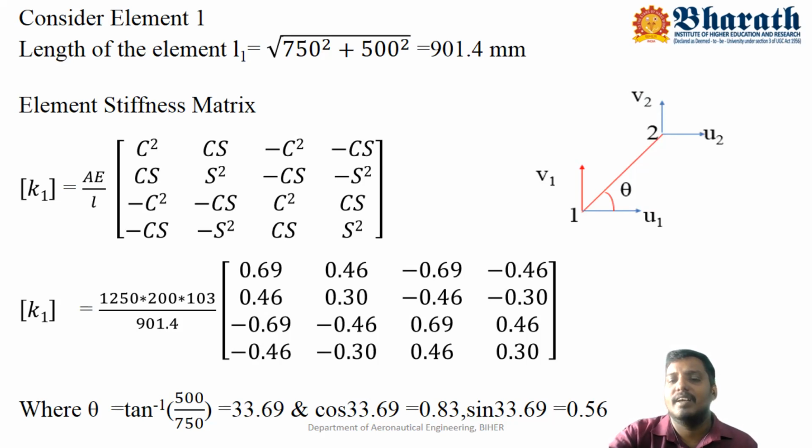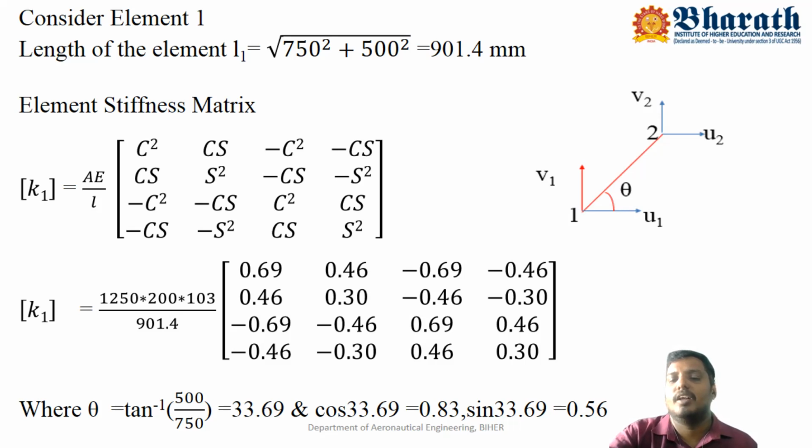Where theta is, if you take any nodal location, theta is measured as the angle from the positive x-axis to the respective member. If I take the reference as nodal location 1, then we have to measure the angle in the anti-clockwise direction with respect to the positive global axis. That will indicate theta.